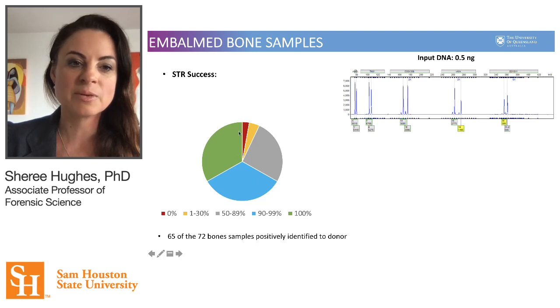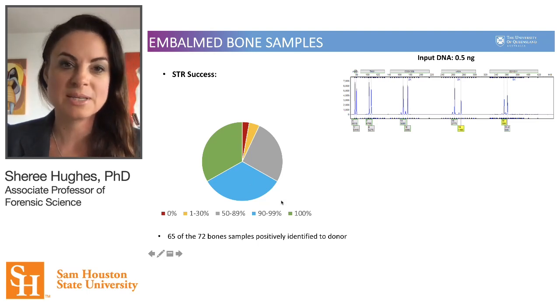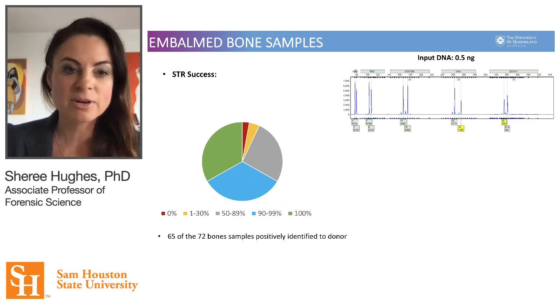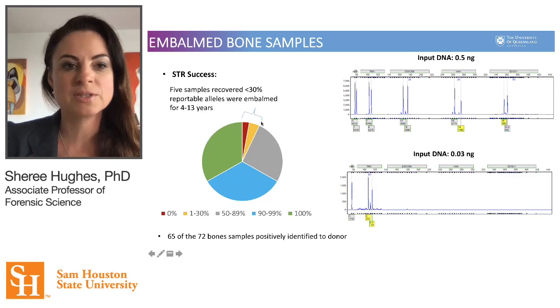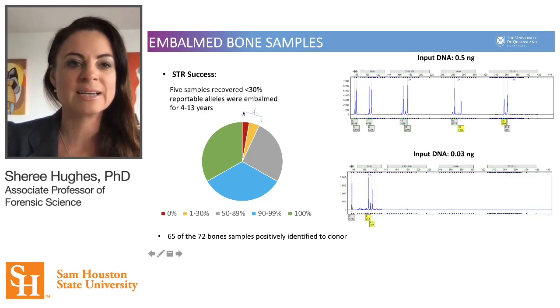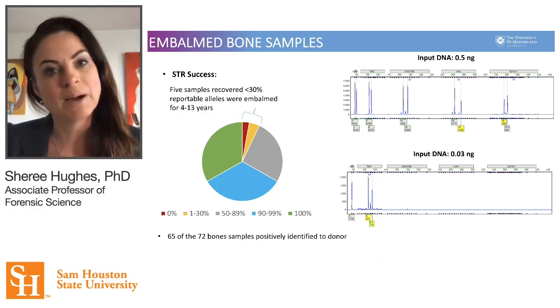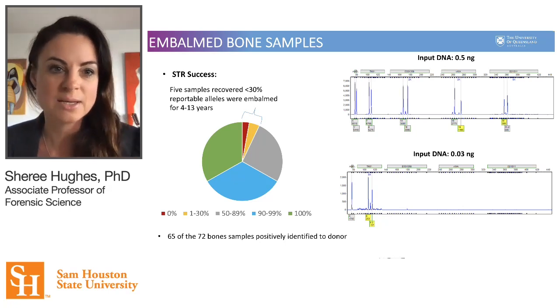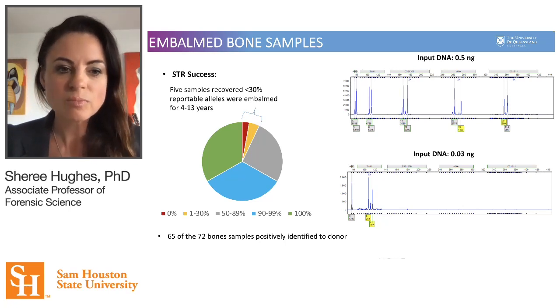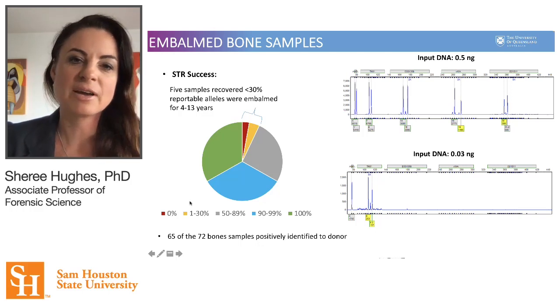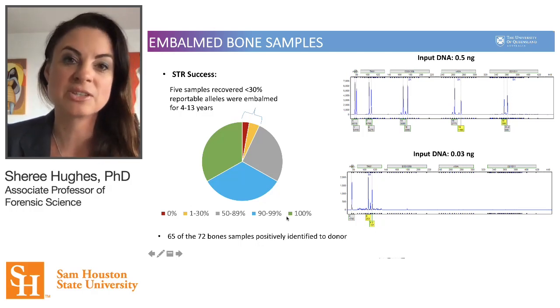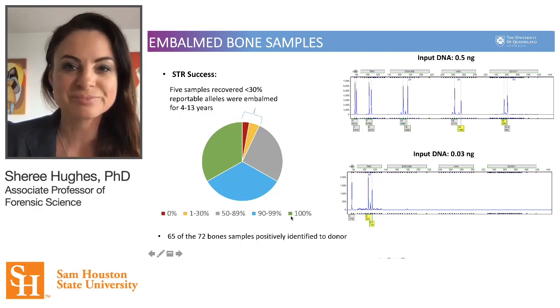So in terms of the results from the bones themselves, as you can see, around about 3/4 of the samples we recovered more than 90% alleles in our STR profiles, and only a few of the samples generated less than 30% allele recovery. And these were the samples that were much older or had been embalmed for much longer, between 4 and 13 years. But 65 out of those samples were able to be positively identified back to the donor.